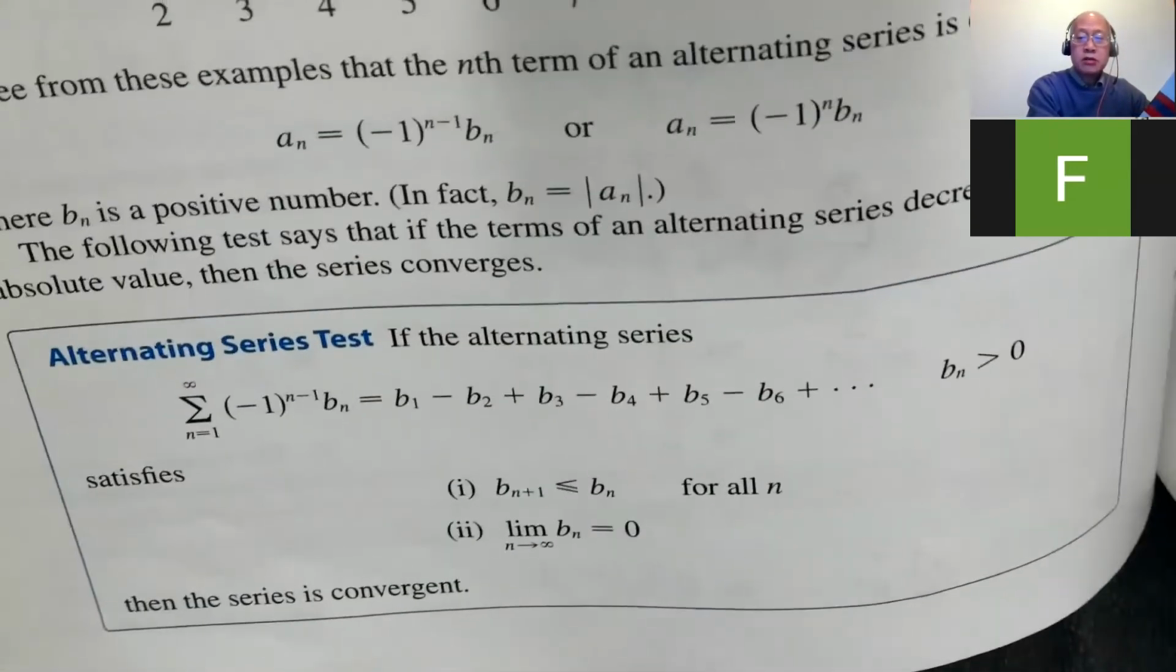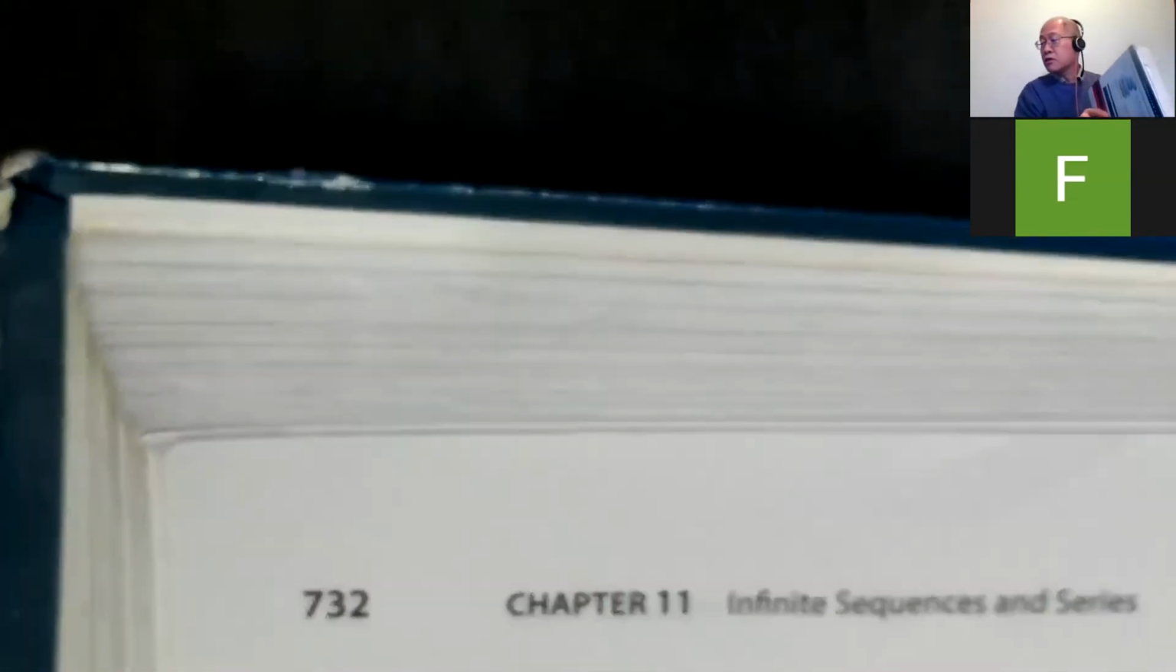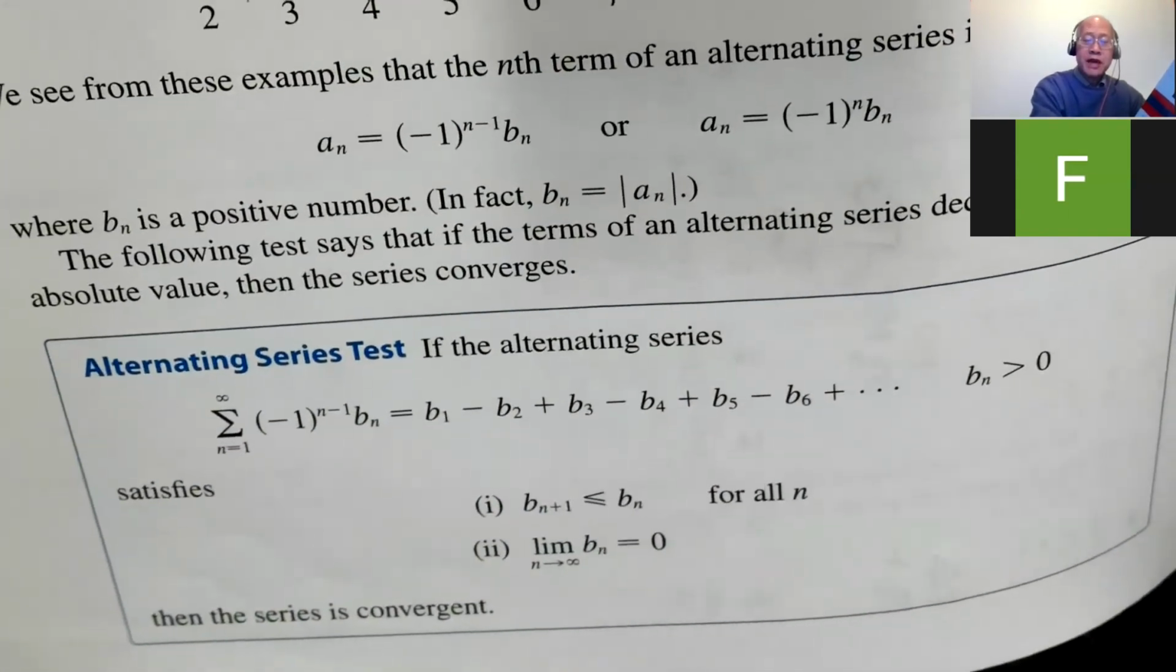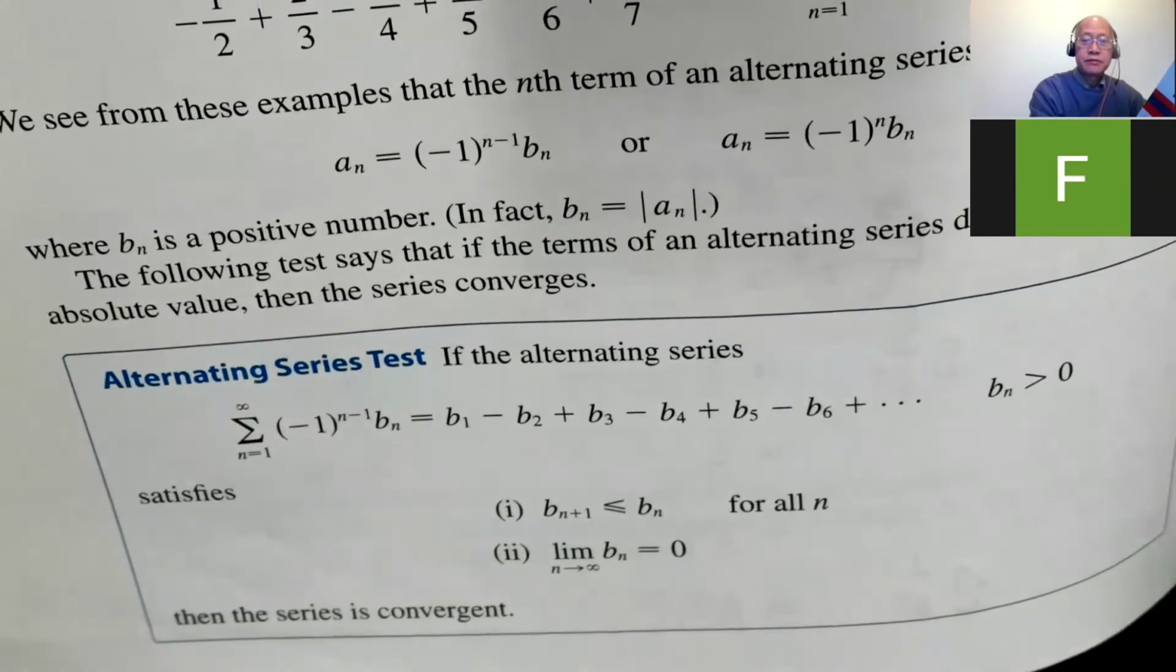All right, here is the alternating series test on page 732. This is the book's version. I'll give you my version. Okay. So basically, you have an alternating series. Okay.